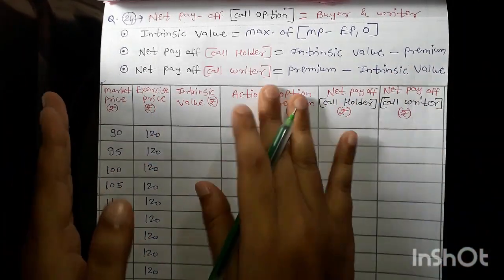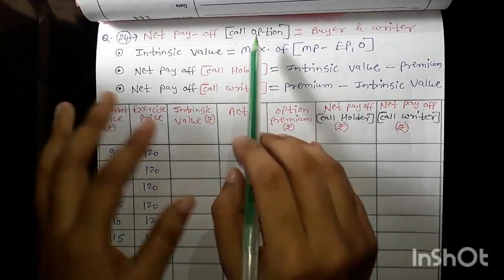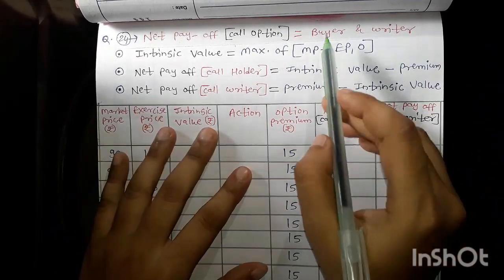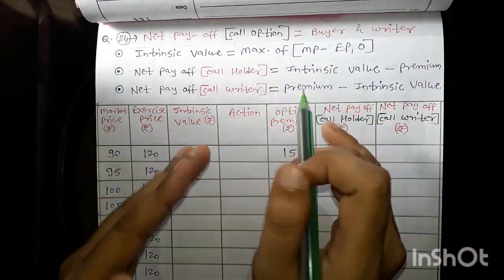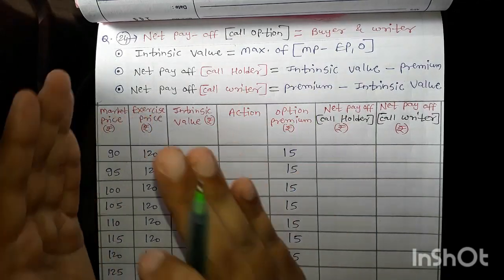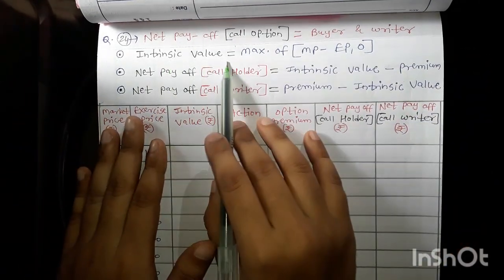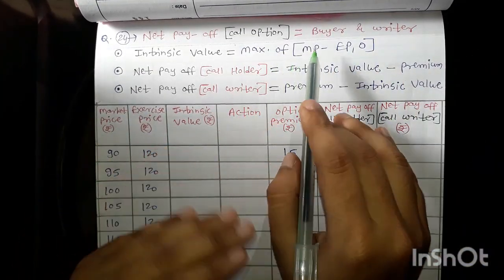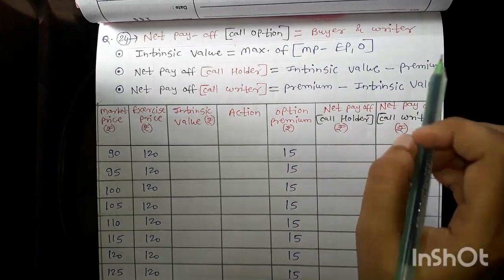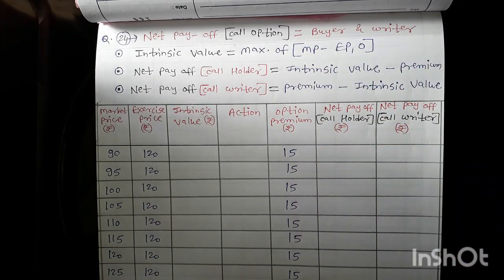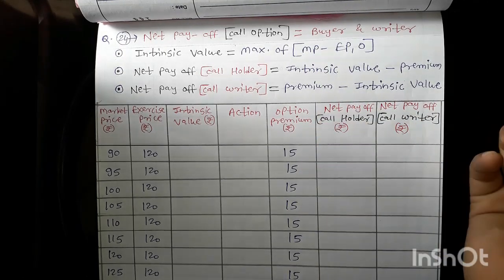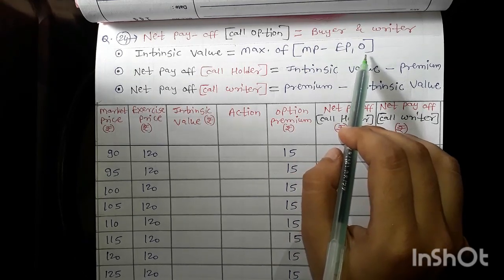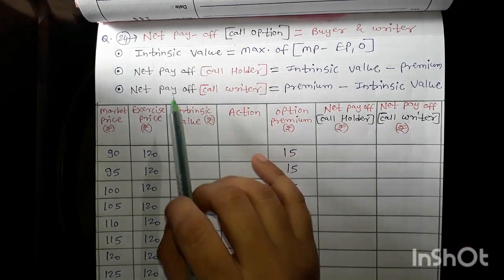So first of all we are starting with the call option. Net payoff call option calculation we are going to do, in the perspective of a buyer and writer. First of all, the intrinsic value formula, which is already discussed, that is maximum of market price minus exercise price comma 0. Normally we exercise the call option whenever market price is higher, so that's why the formula is like this. Market price minus exercise price comma 0, this is the intrinsic value formula.